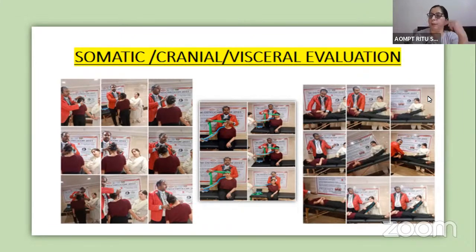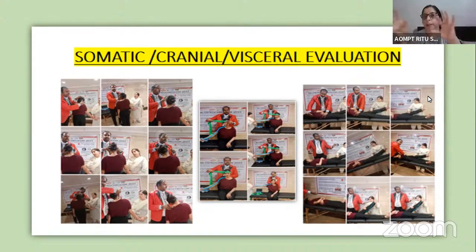So assessment of any history, any surgery or post-operative history, also gives us an idea whether somatic, cranial, or visceral is the cause of my patient's pain. As part of nociception, the somatic and visceral fibers are very important to clear in the evaluation. And the combination with the cranial is the added point of AOMPT, which takes these things together. I don't know about the others.